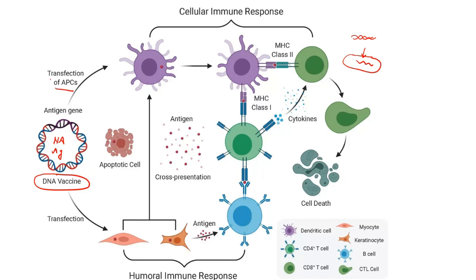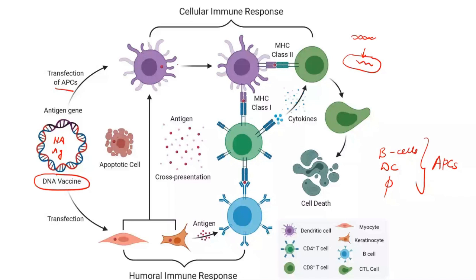Which are the APCs? We have B cells, dendritic cells and macrophages. These are the APCs in our body. So first of all, as soon as we give the DNA vaccine, you can say the antigen gene will be taken up by the APCs, right?